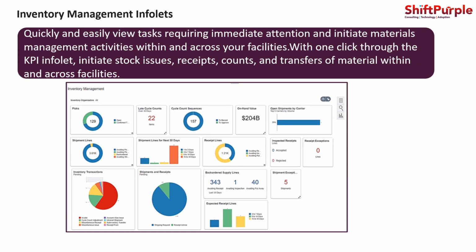We have inventory management infolets. What can we do with them? It's a quick and easy view of tasks requiring immediate attention, and you can initiate material management activity within and across your facility with one click through the KPI infolet, or initiate stock issue, receipts, counts, and transfer of the material within and across facilities. It means the first circle is showing that this much of the pick is done and this much is remaining. When you click on the dark blue color, it says open picks; it will take you to the form where you will find all the picks, and from there you can perform the transaction.